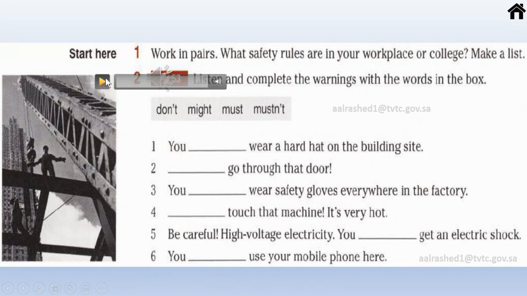Okay, we'll try to answer for exercise number 2. We'll start with sentence number 1.